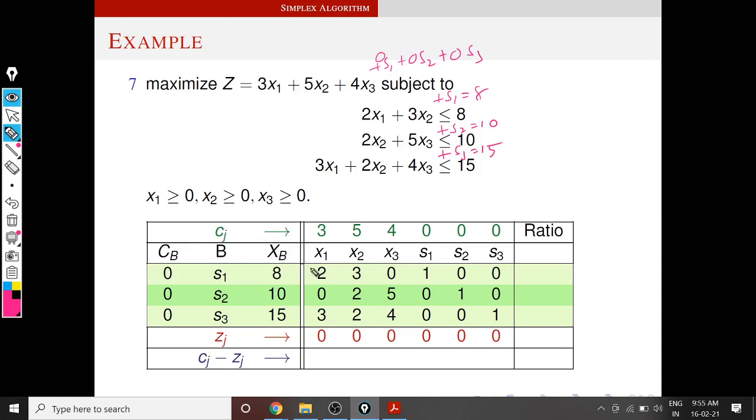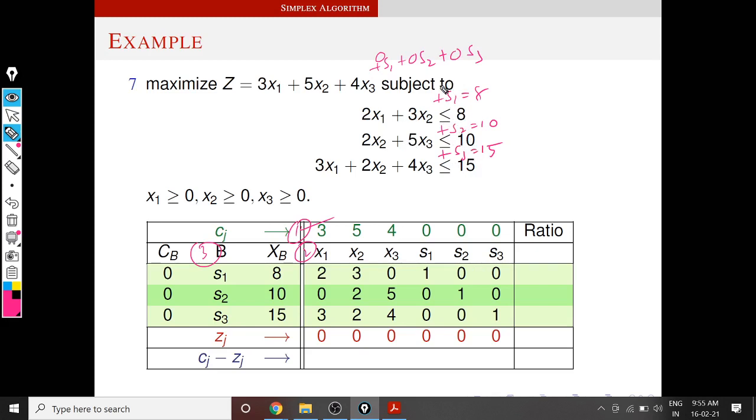Next we have to set the basic variables. And what are the basic variables? Initially we set the slack variables as basic, so all other variables are non-basic.